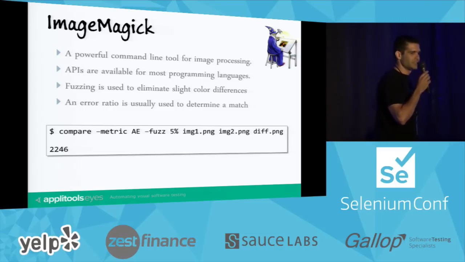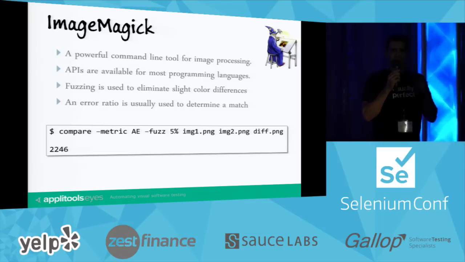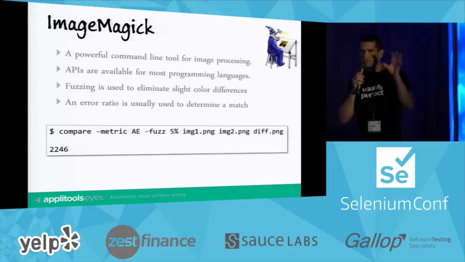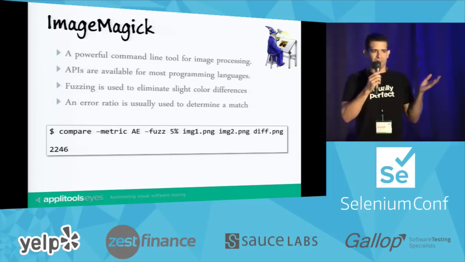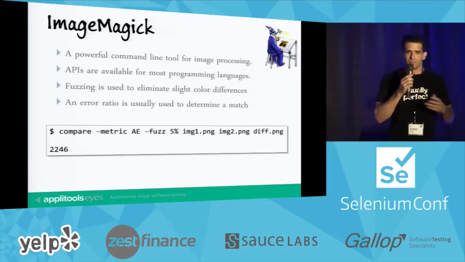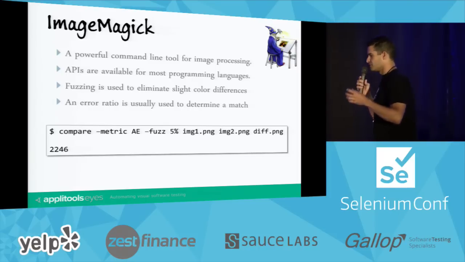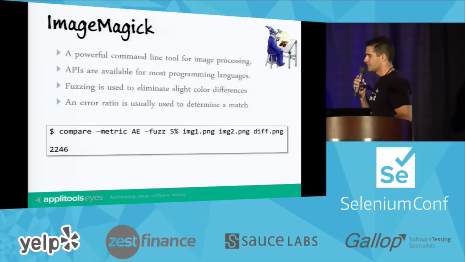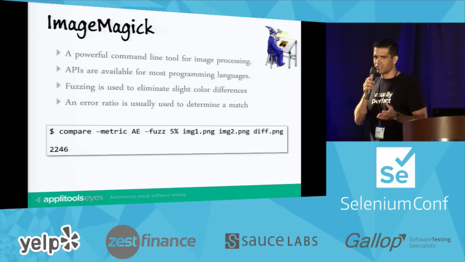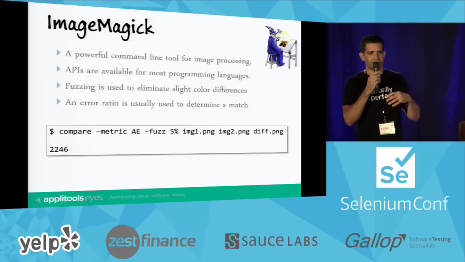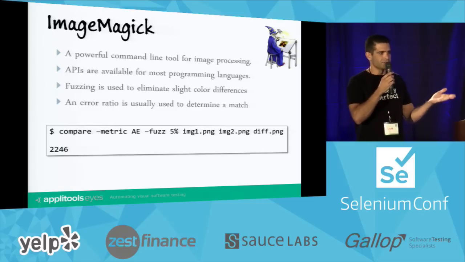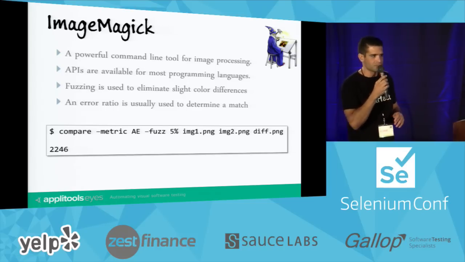Now, the tool will take this number, divide it by the area of the image that is being compared, and then you get an error ratio. And the tool will allow you to specify, for instance, a percentage. Let's say that if there is less than 0.5% of a change between the images, then I'll consider it a match. If it's above that, it would be a mismatch.